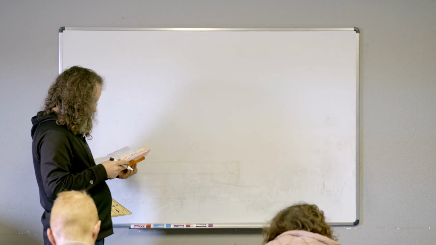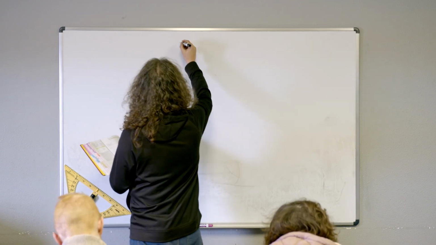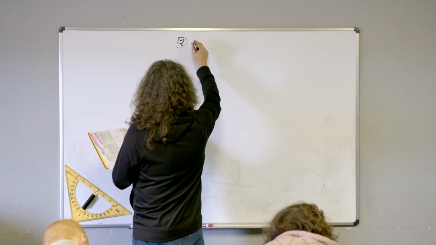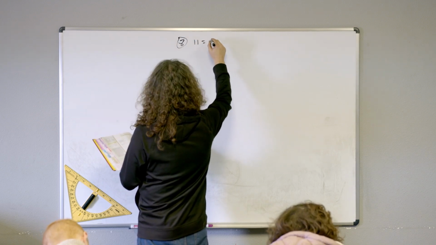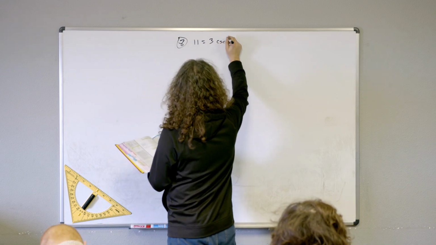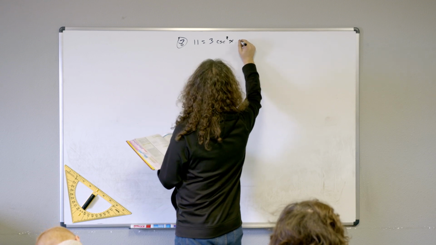We'll start with 8. 8's got a lot of stuff. Okay, number 8 is 11 equals 3 times the cosecant squared x plus 7.